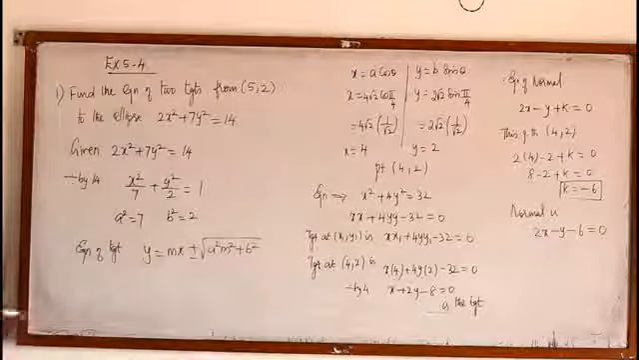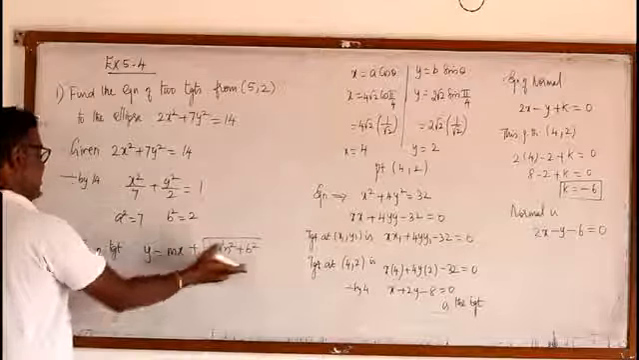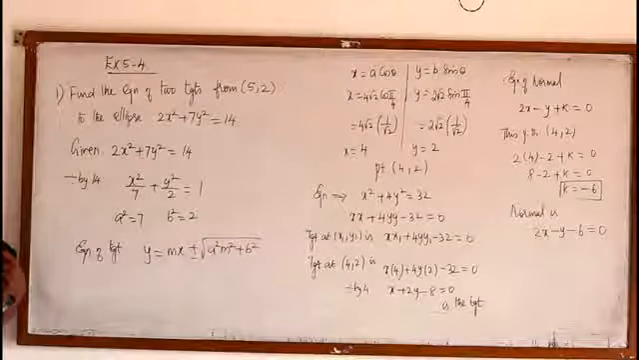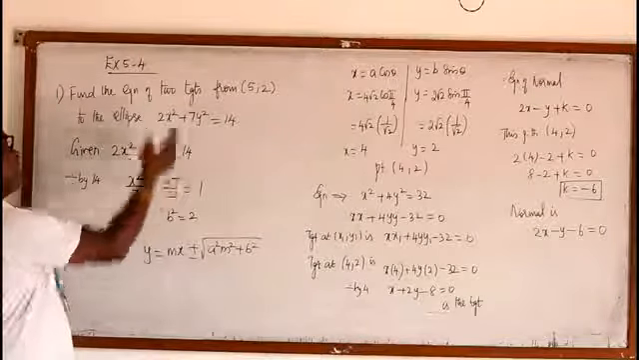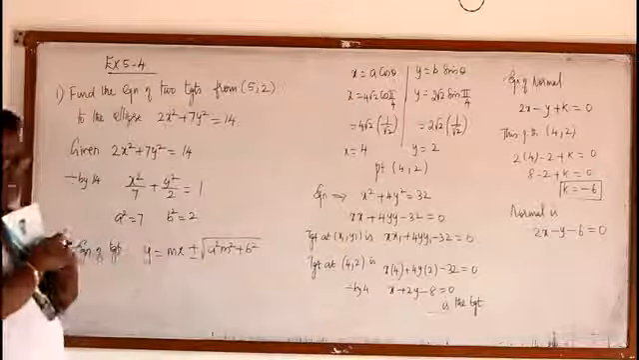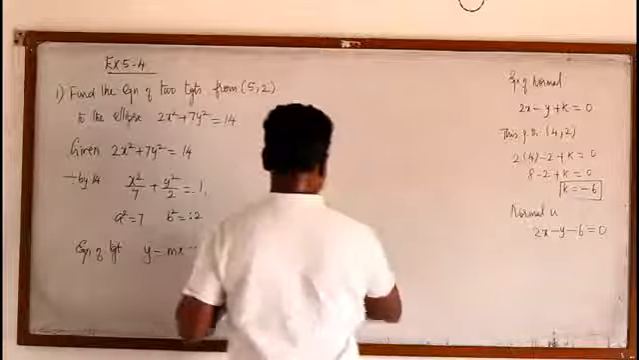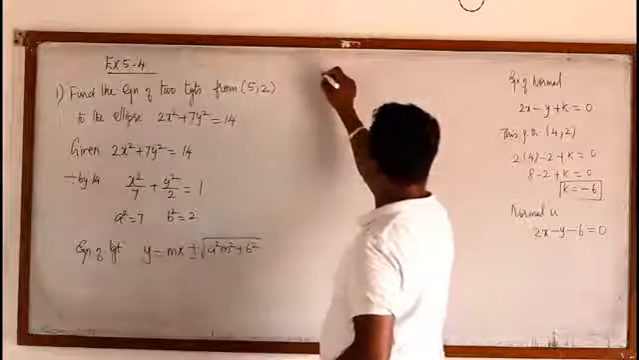See, are we getting two tangents? One is for plus, another is for minus. So we can use this formula to find the equation of tangent if you are in need of more than one tangent. Now we shall substitute all the things we know.